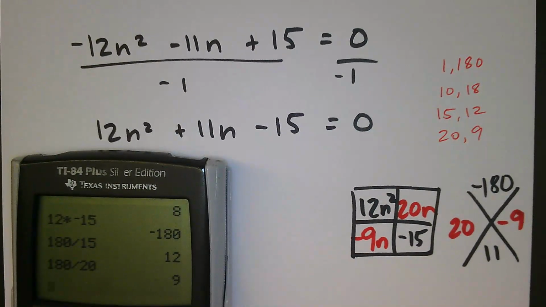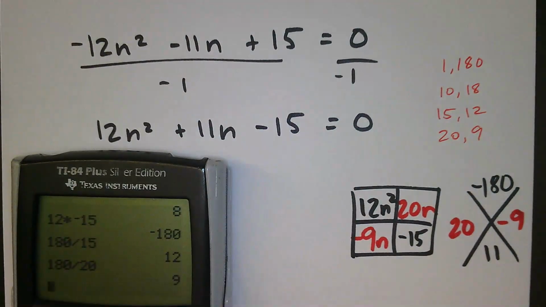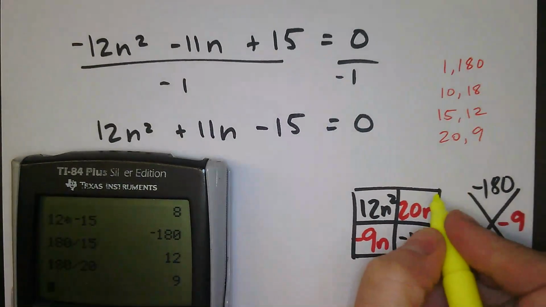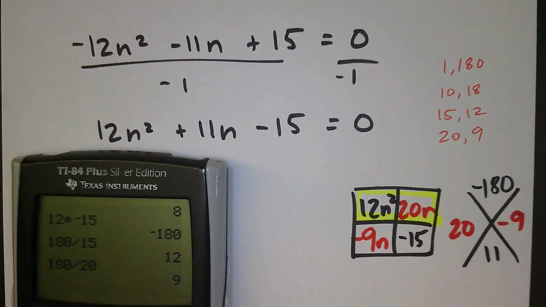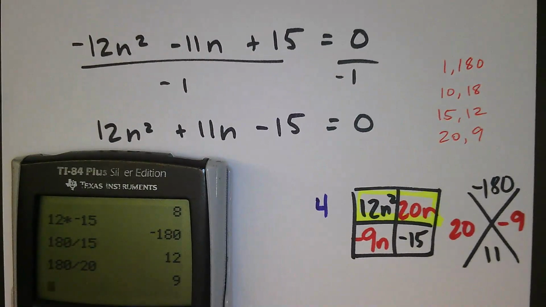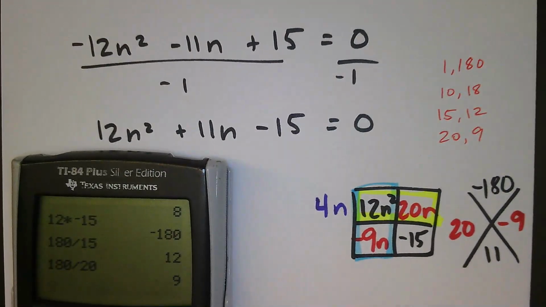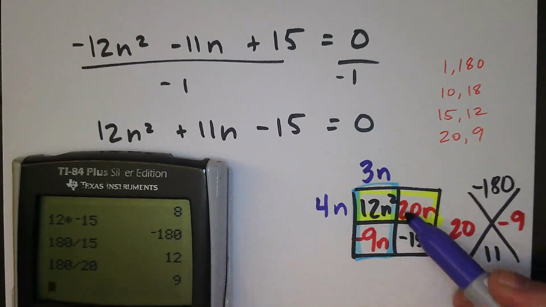Now what I need to do is factor this. Because I have a coefficient here that is 12, I really have to think in terms of the entirety of the row and everything that will go into both a 12 and a 20. The biggest number that goes into both of those is a 4, and that's going to be a 4n. And then once I have that, I can look at the entirety of my column here, the 12n squared and the minus 9n. That's going to be a 3n. That goes into both the 12 and the minus 9. And 4 times 3 is 12.